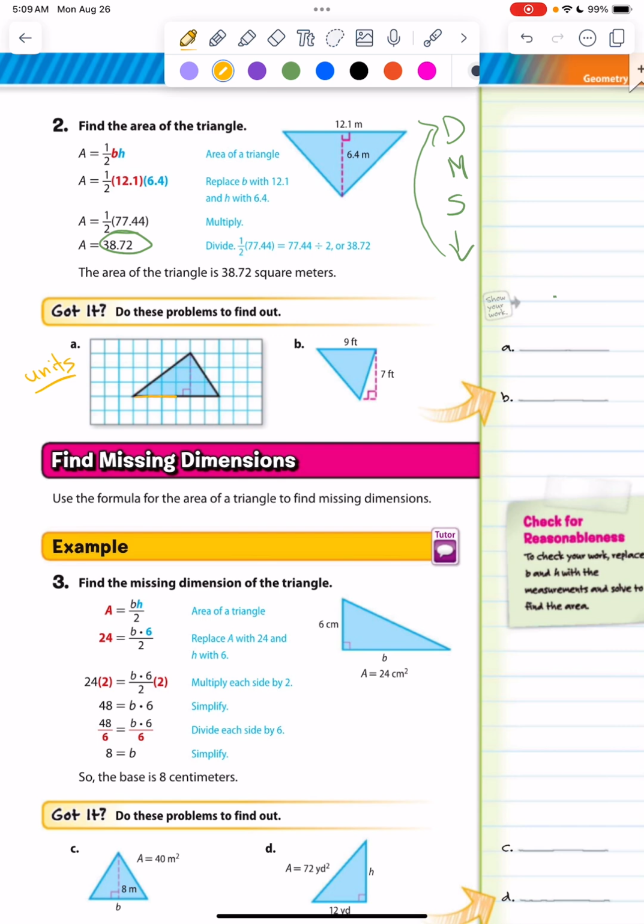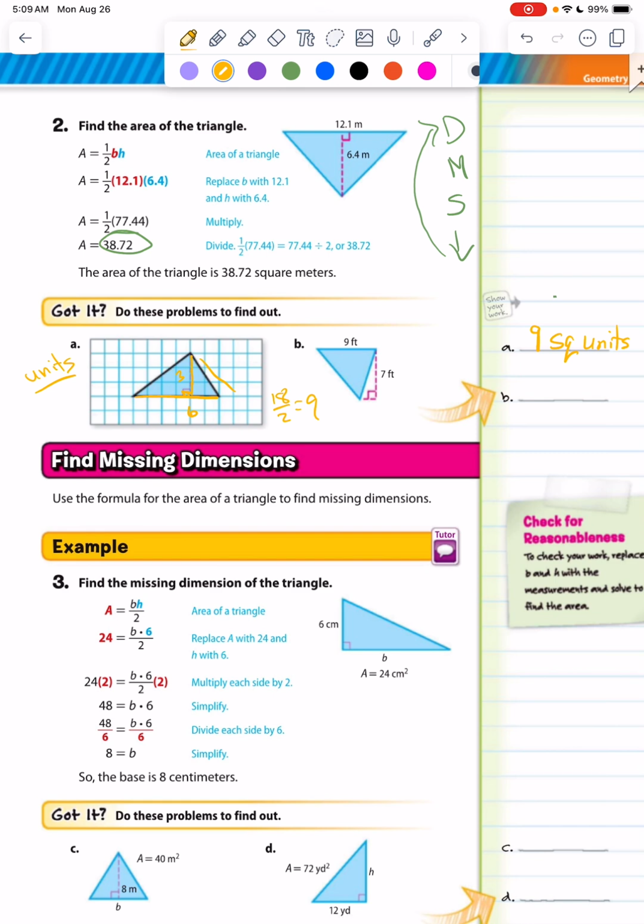So we have 1, 2, 3, 4, 5, 6. And then remember, find that square. You want to go straight up and down, not at a diagonal. 1, 2, 3. That's a 3. 3 times 6 is 18. So this is going to be 18 divided by 2, which is 9. So over here we write 9 square units, or 9 units squared.